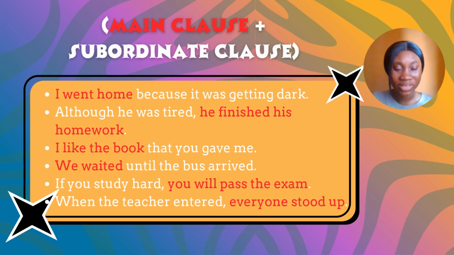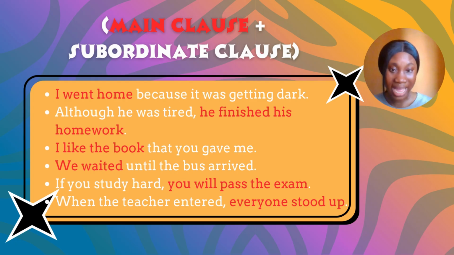Now let's look at an example of a sentence that has both a main clause and a subordinate clause, so that we can identify which one is which. For example: I went home because it was getting dark. I went home is the main clause, because if I just say I went home, that is perfect, that is complete. But if I just start and say because it was getting dark, that is a reason. So something has to come before I can give a reason or an explanation. Because is a conjunction, it is used to join sentences. So because it was getting dark is your subordinate clause.